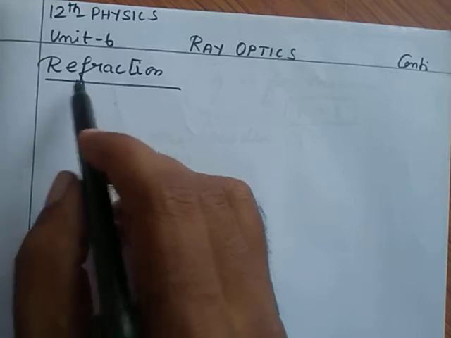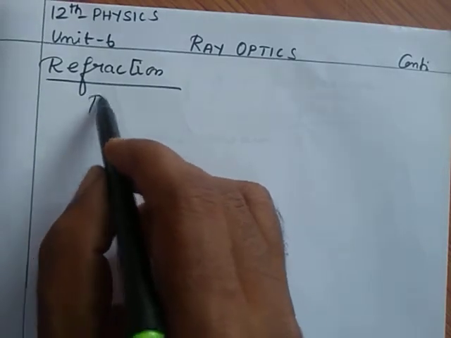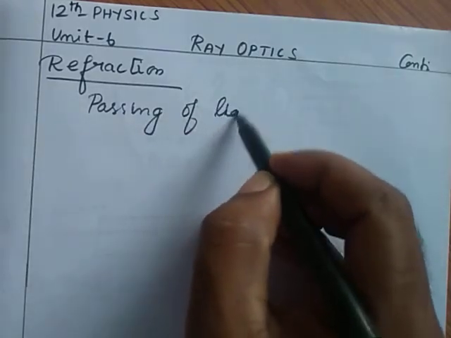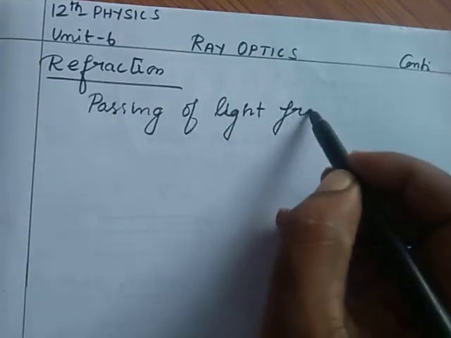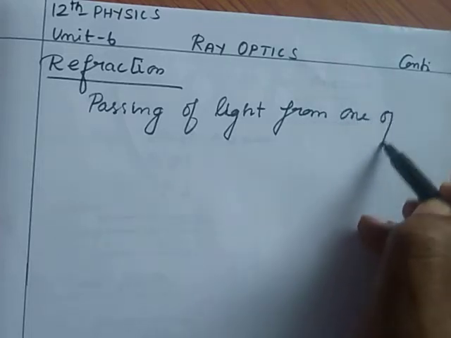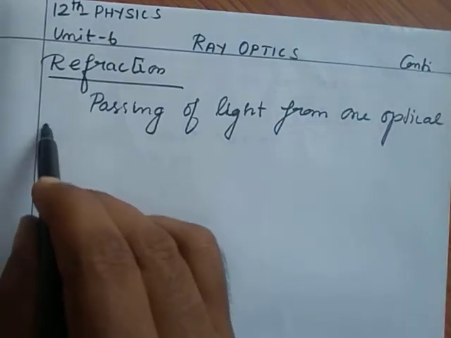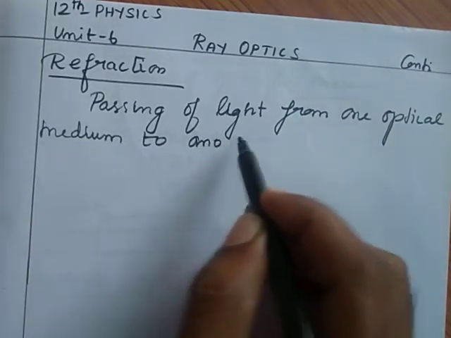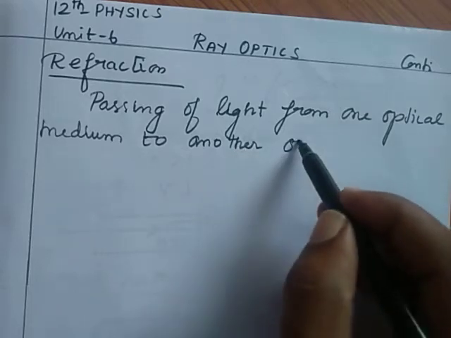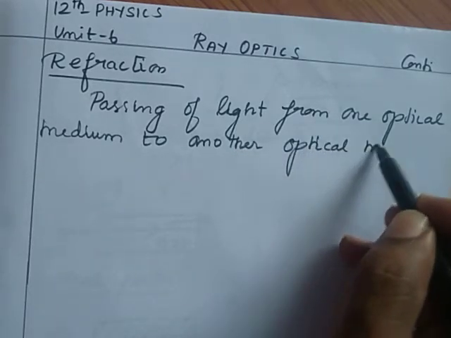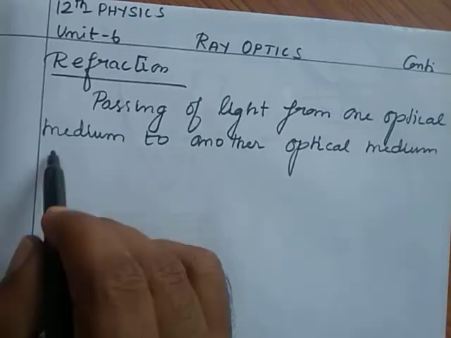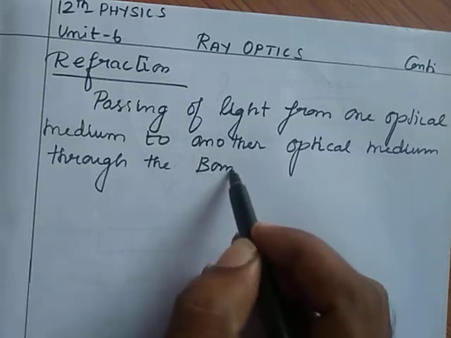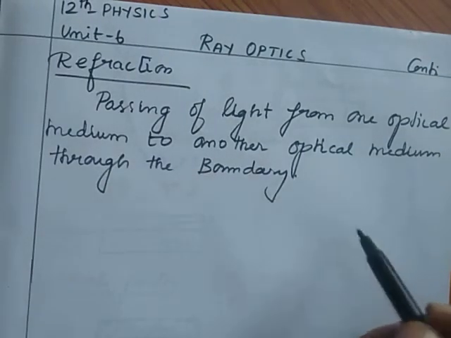See, refraction is defined as the passing of light from one optical medium to another optical medium through a boundary. Passing through the boundary is called refraction.